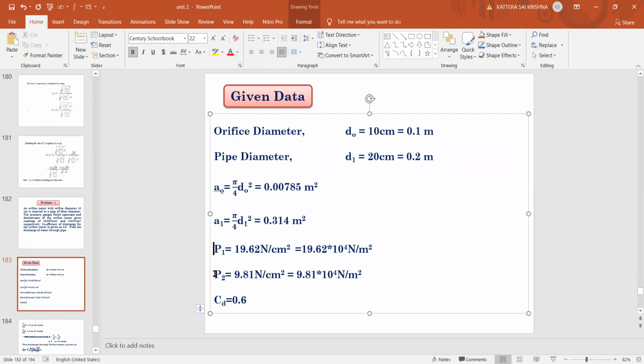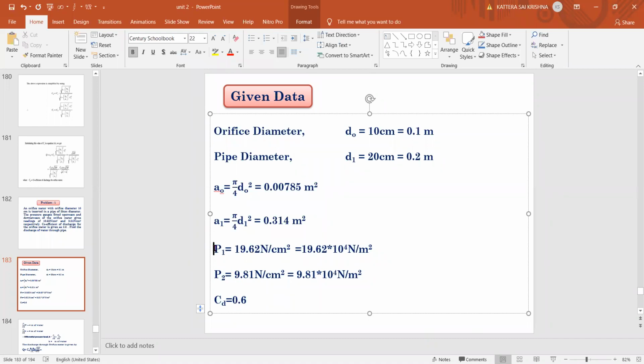Next, the pressure at section 2, which is at our orifice, P2 is equal to 9.81 Newton per centimeter square. Convert that again into Newton per meter square. So you'll get 9.81 into 10 power 4 Newton per meter square. Later, the coefficient of discharge is also given to us. So CD is equal to 0.6.